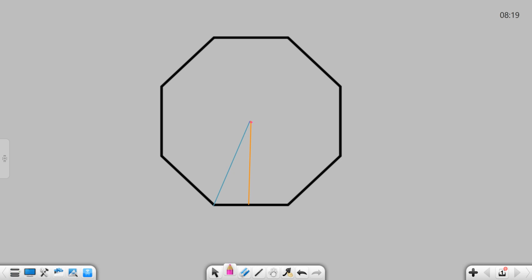Okay. So the orange line is called the what? Apothem. You can also pronounce it apothem, but apothem is better because it sounds like Gotham. We commonly use a lowercase a to represent the apothem. Okay, just so we're on the same page. What's the blue line? Radius.